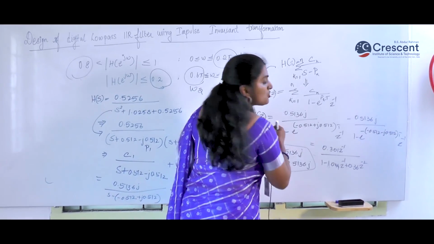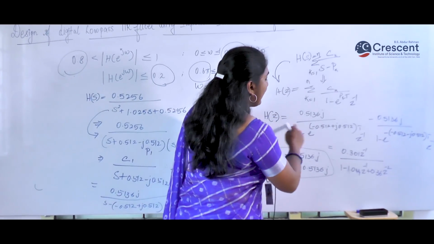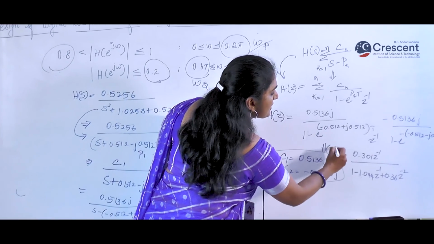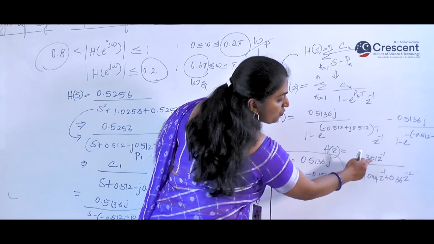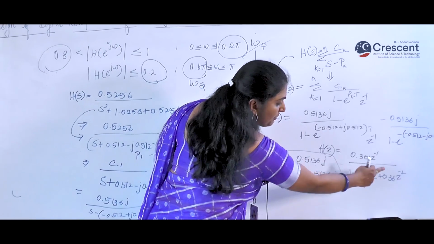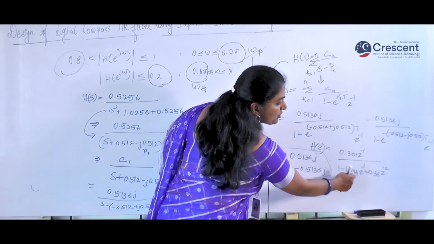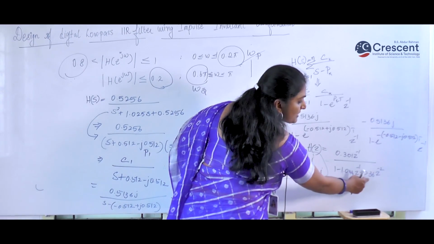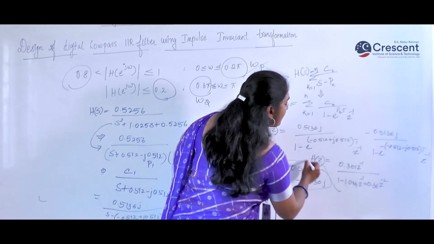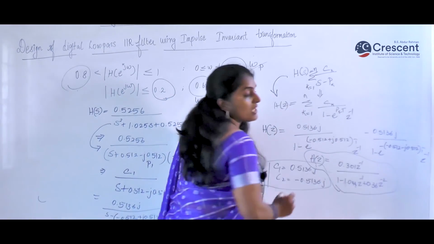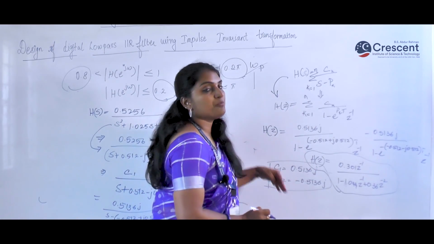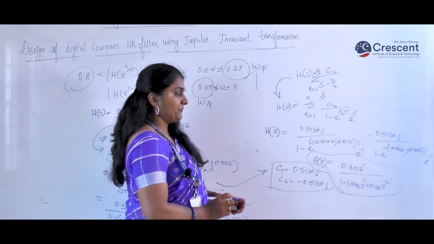Finally, after solving this entire equation, H of z results as 0.301 z inverse divided by 1 minus 1.044 z inverse plus 0.36 z power minus 2. So this is our required digital filter transfer function. From this we can plot the response for the digital filter. Thank you.